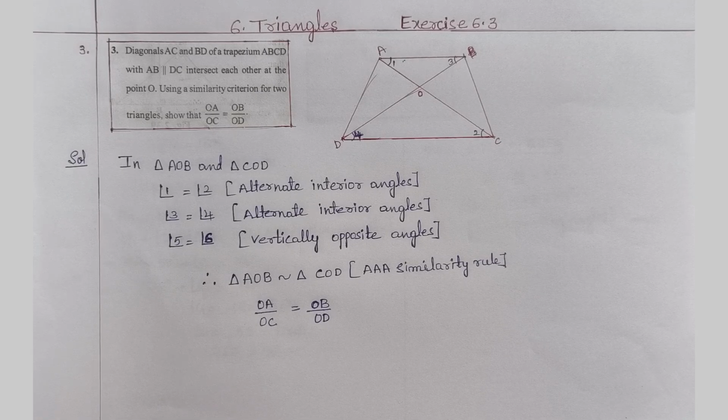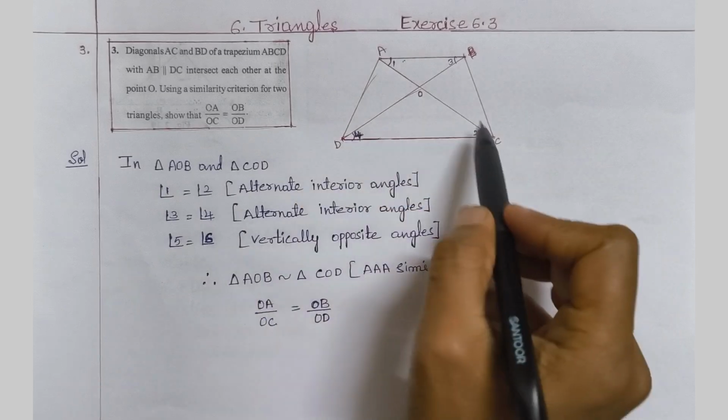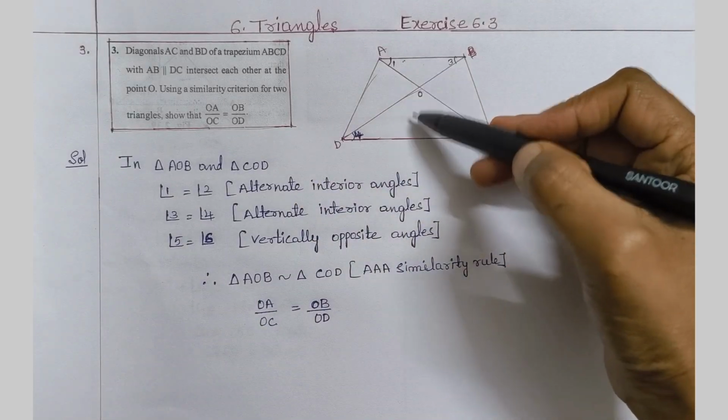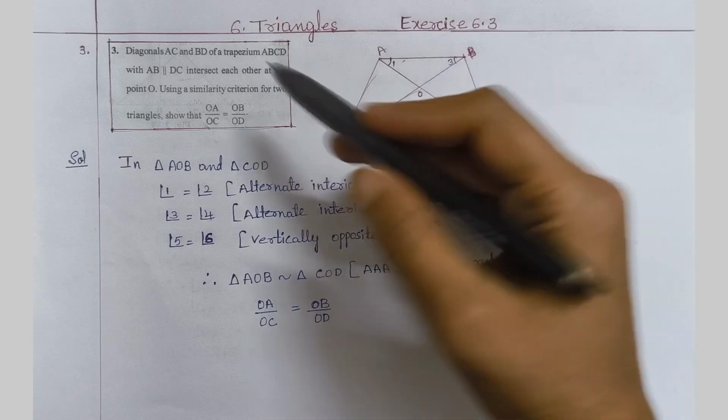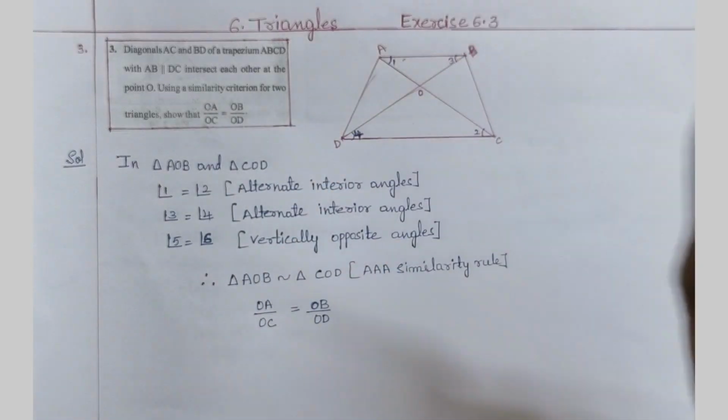See here, these two are parallel lines. These two triangles we can prove are similar triangles, which means we can take the sides as proportional.